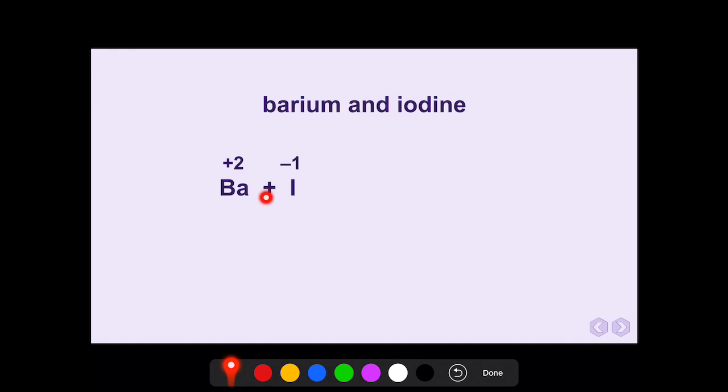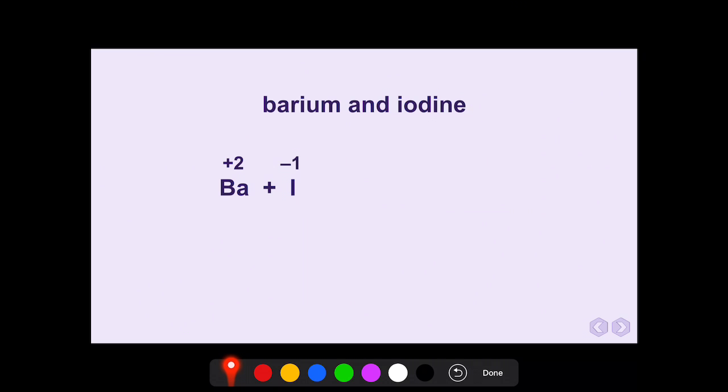Again, that goes back to our rules. If you refer back to your rules, you'll notice that the alkaline earth metals are column 2. If you find barium on your periodic table, it is in column 2. It will have an oxidation number of positive 2. Iodine is in column 17 or column 7A, and it has an oxidation number of negative 1. All the halogens have an oxidation number of negative 1.